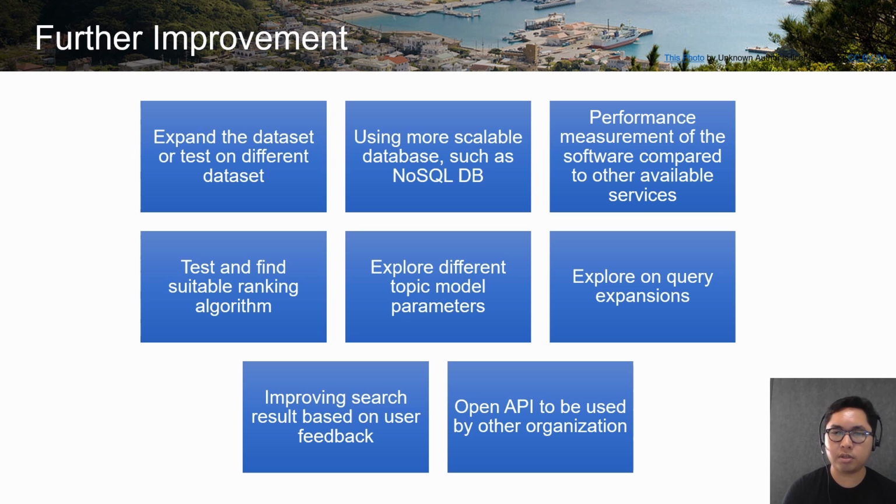And then we are also experimenting with query expansion and improving the search based on user feedback using pseudo relevance feedback. And then, of course, we hope this software can be used by organizations, for example travel organizations or city organizations, as an open API to search for places in their organizations.